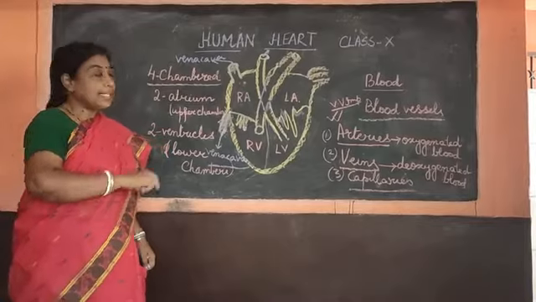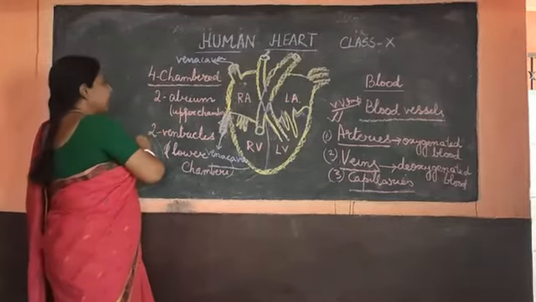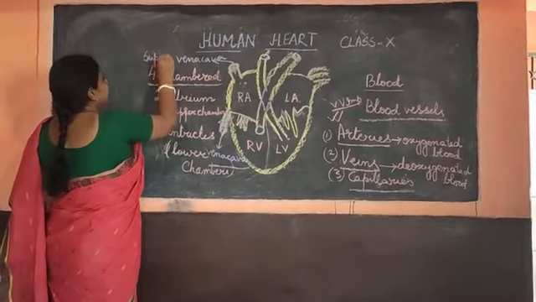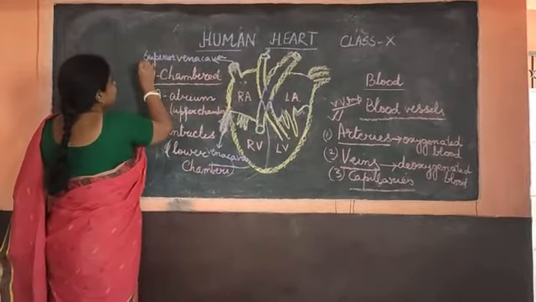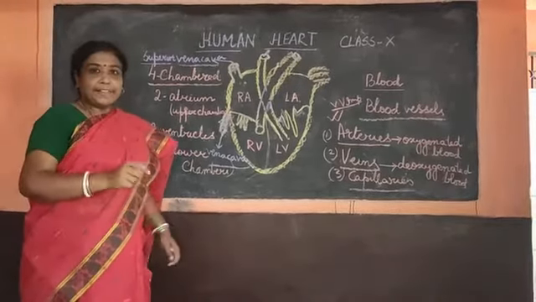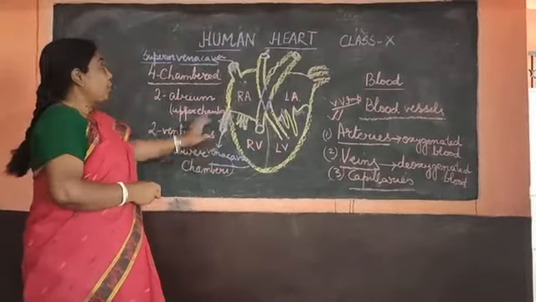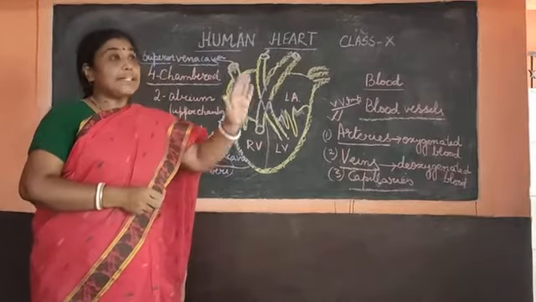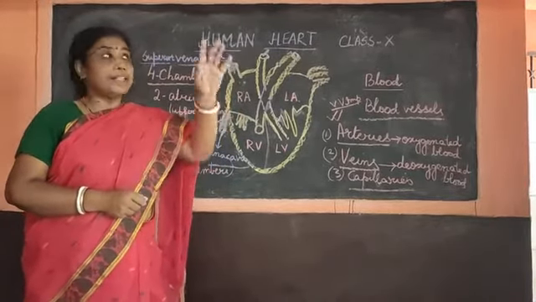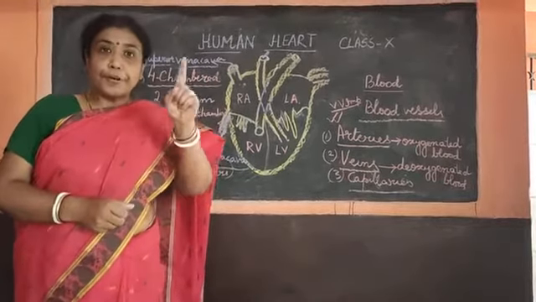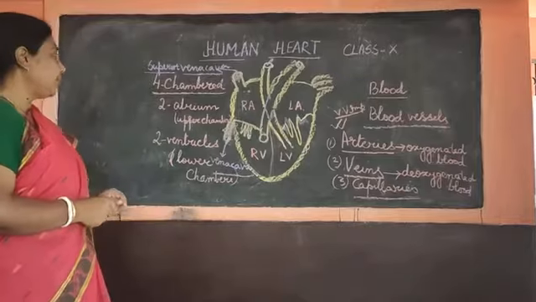What is it known as? Vena cava. Rather, it is known as superior vena cava. What is it known as? Superior vena cava. Why superior vena cava, children? Because this vena cava is receiving deoxygenated blood from the upper parts of the body. From where? From upper parts of the body.